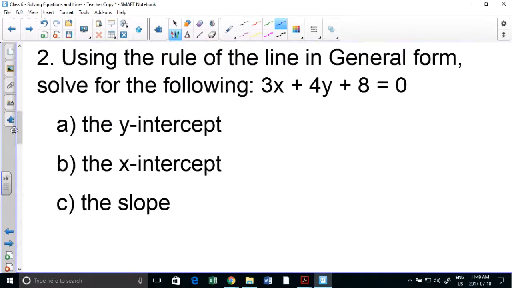We're going to do number 2. So in this case, you're given general form, and you need to find the y-intercept, the x-intercept, and the slope. So like I said, this is actually a little bit more straightforward than it is with something else. So when I have the y-intercept, that means that x is 0.